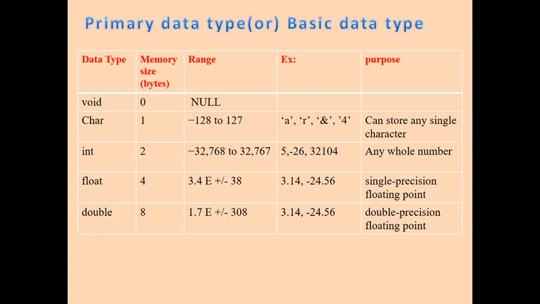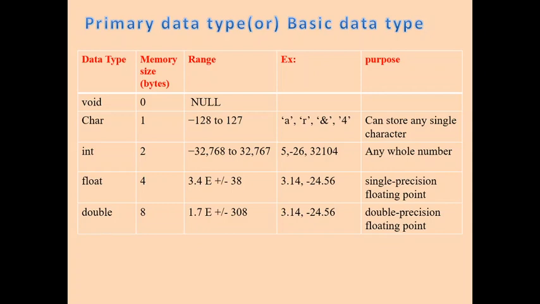Next, char. CHAR stands for character. Character data is denoted by char in C language. It requires only one byte of memory. Its range is -128 to 127, that is 256 different symbols. The range for unsigned is 0 to 255. Any legal character in C language can be represented with char. That may be an alphabet, a special symbol, or a digit, etc. It can store any single character.